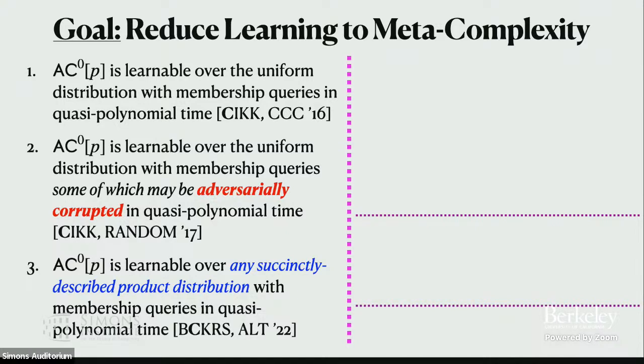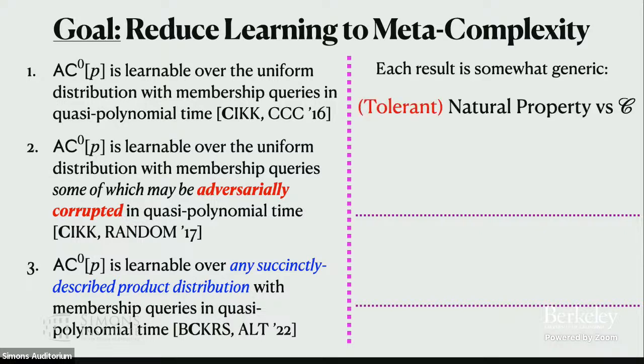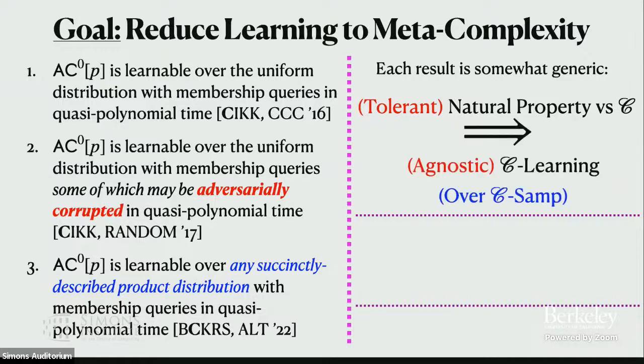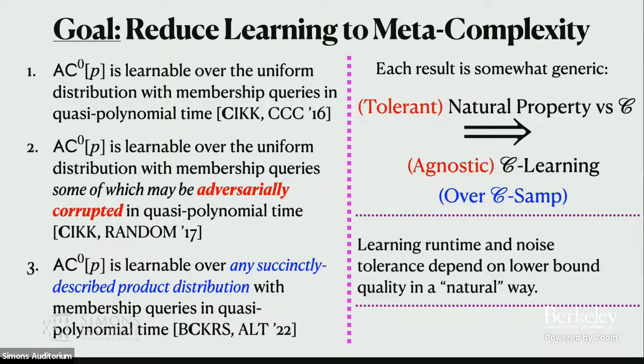In this third result, which I should be talking about in one of our workshops, this is joint work with Antonina, Eric Benedict, Rami Ramya, and Manuel Sabin. We show that this class is learnable over any succinctly described product distribution. This is just a slightly more natural distribution than the uniform distribution over all pixels. And there's a somewhat generic pattern here, right? If we have a natural property against a complexity class, we get a learning algorithm for that class.